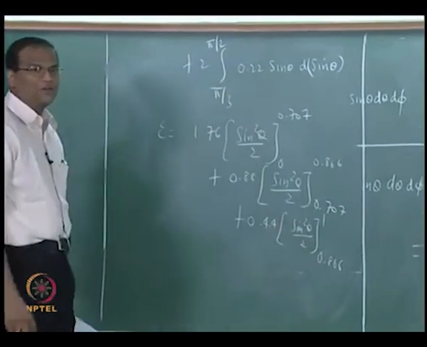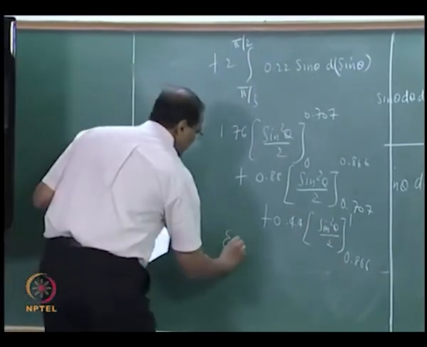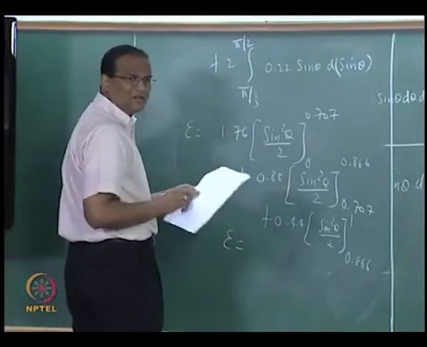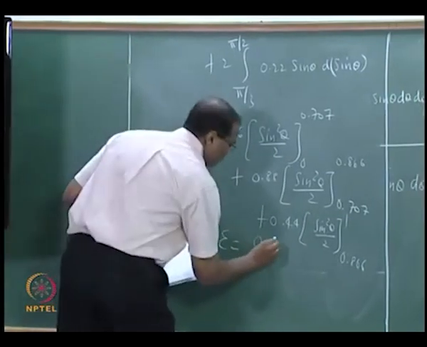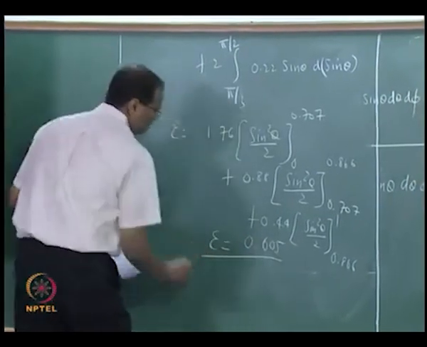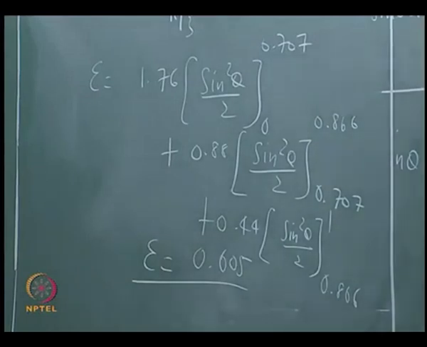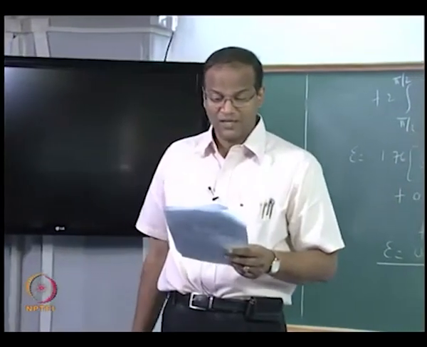Okay. So I have substituted for sin theta 0.6 something, 0.605. Then this is the hemispherical, this is total hemispherical emissivity.